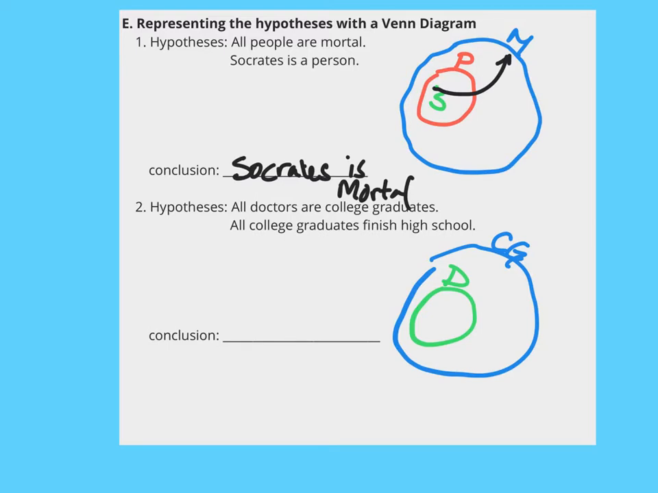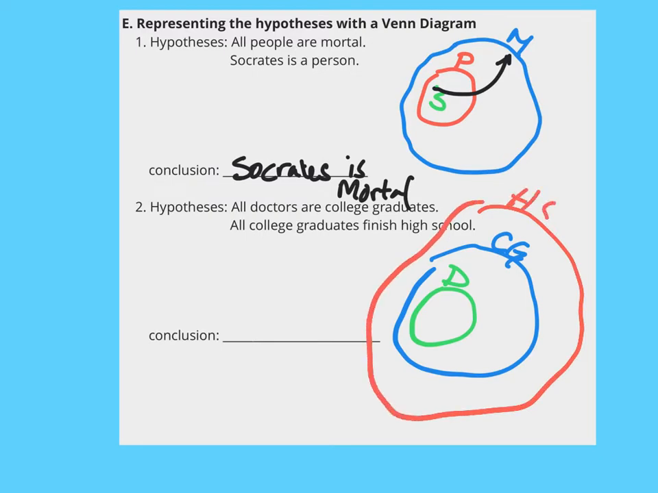So this one's slightly different. We need to take our college graduate group, and this group here, the college graduates, is going to fall inside the finishing high school group. So we're actually going to draw another circle, and this circle is going to be on the outside. So we have college graduates falling inside the finishing high school.